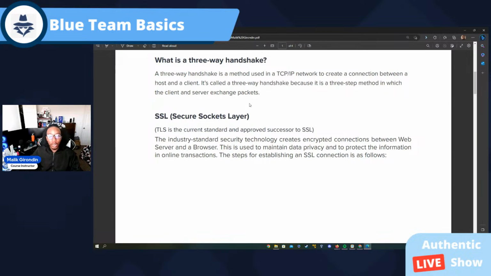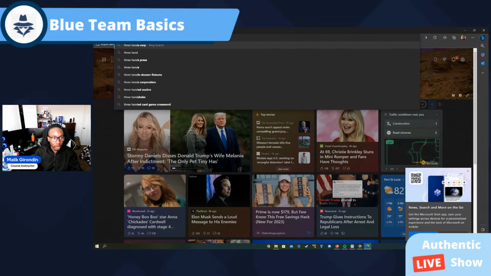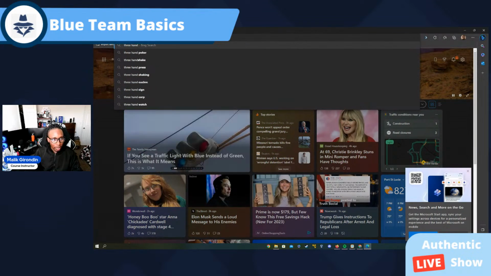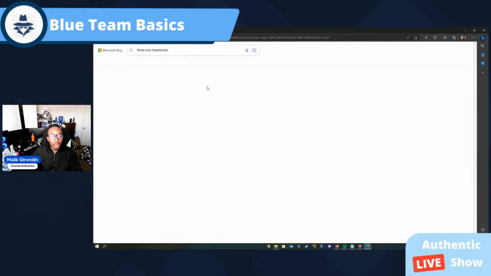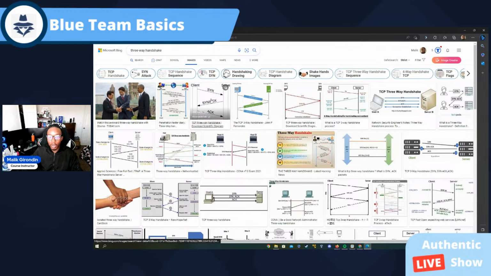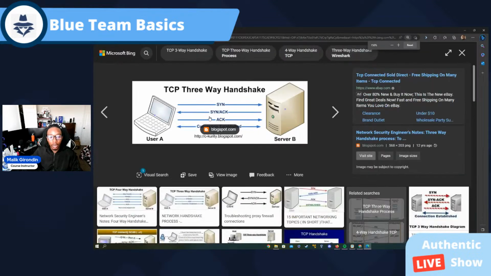I do recommend you guys looking up a topology of a three-way handshake. That will give you guys more of a good idea. Let me see. Three-way handshake. All right. Let me see if I can get a good image of that. Gosh, I don't even use Bing. There we go. This is a good one. Hopefully you guys can see that.